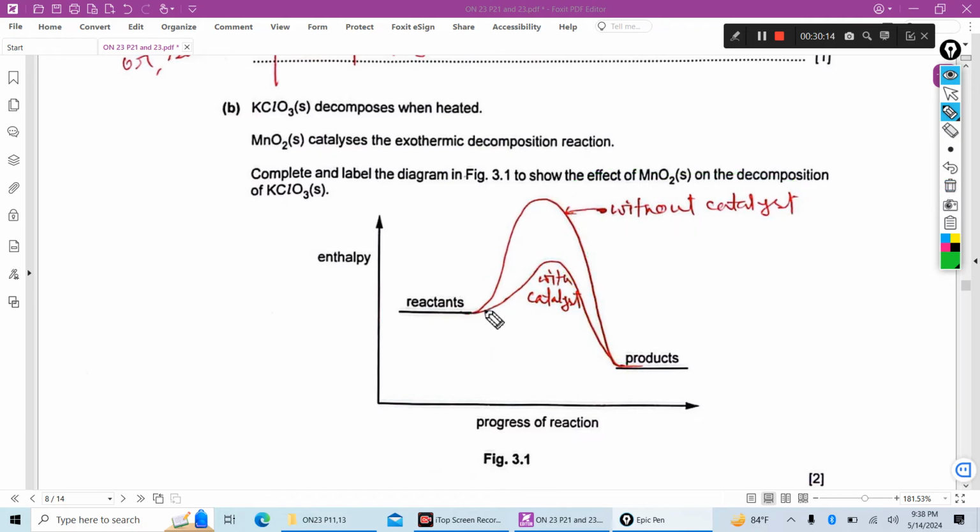Why? A catalyst creates a new route of lower activation energy. If you don't use a catalyst, activation energy is high. If you use a catalyst, activation energy is low. So the decomposition reaction occurs more quickly in the presence of a catalyst.